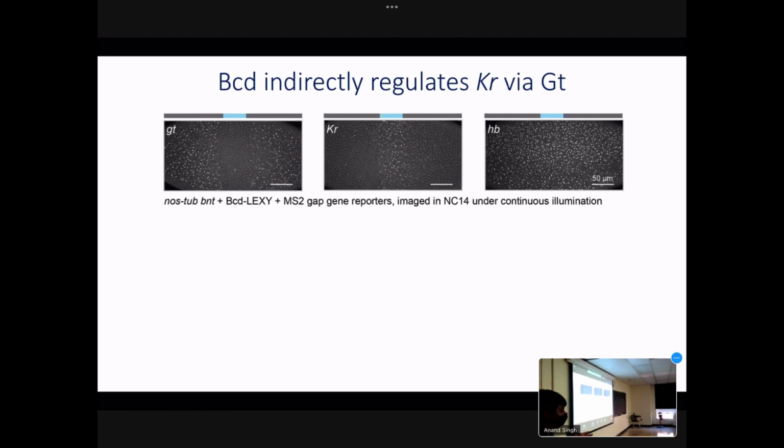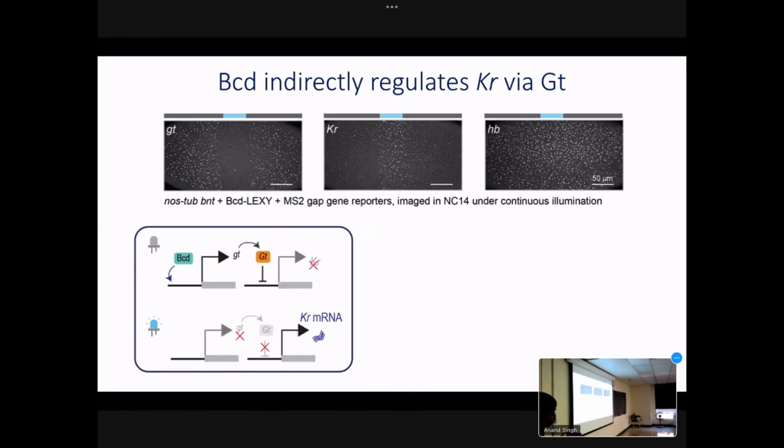So with this simple spatial perturbation, we could see what is happening: in dark, when there is no blue light, Bicoid comes, binds onto the regulatory region of giant, makes mRNA and becomes protein. That works as a strong repressor for the gene Krüppel, and that's why you don't have Krüppel in these regions where you have high giant. So this is particularly interesting.